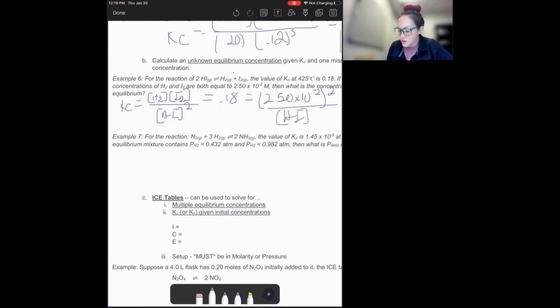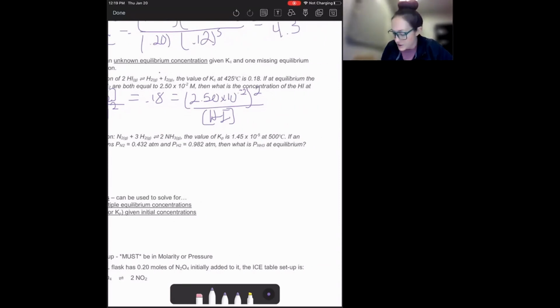Okay, so that's pretty straightforward algebra. We can solve for HI, and we are going to get 0.00347 molar if I keep my significant figures correct. All right, that's what you should get for that one.